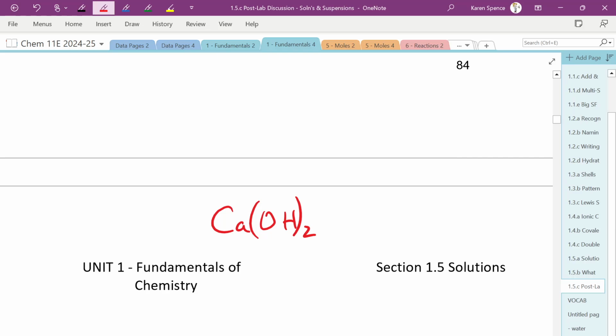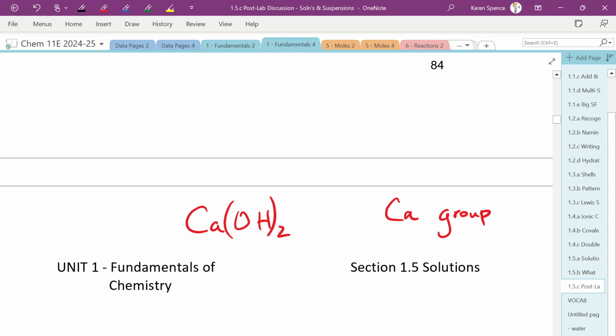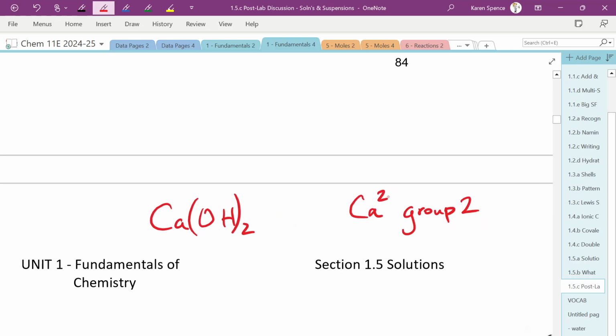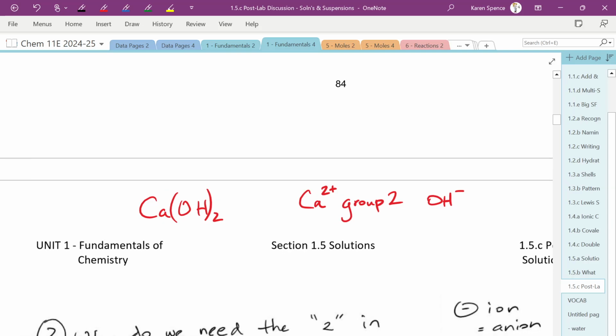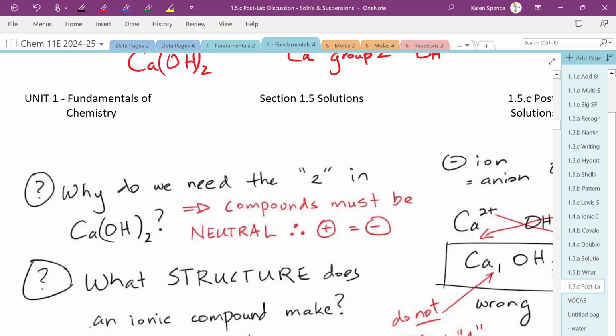And the reason this gives us a neutral compound: calcium is in group 2. So what is its charge? 2 plus. Hydroxide, where do you look for its charge? You look on your pink sheet. If you don't already know it, perhaps by this point you know hydroxide is -1, or over time you will. Okay, so there we go. So we have a neutral compound. The positive has to be equal to the negative. All compounds have to be neutral by definition. If it has a charge, it is not a compound. It's an ion.